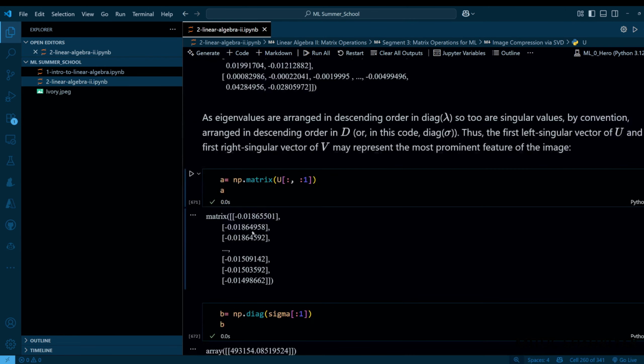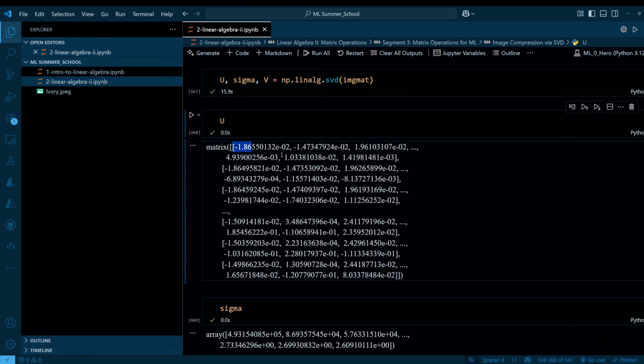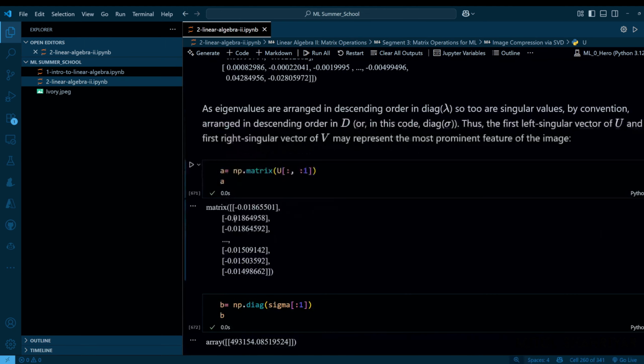Let's go here, and here you can see minus 0.0186, minus whatever it is. These are exactly the same value. How? Because you see e to the power minus 2, that means 10 to the power minus 2. Actually this is exactly the value here.